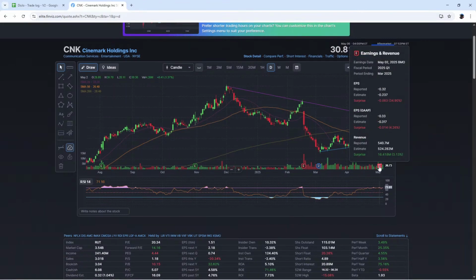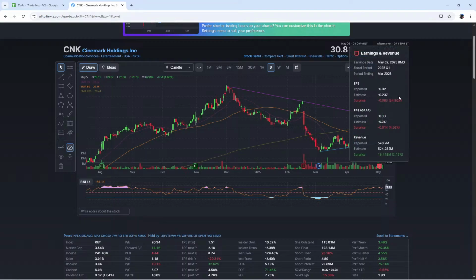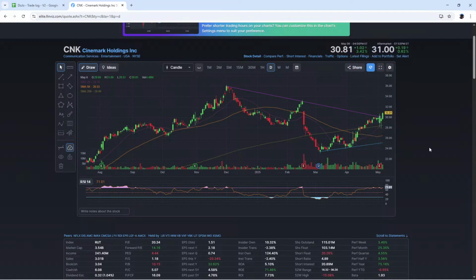So in the aftermarket, they're trading at $31. They just reported earnings on May 2nd, Friday before the market opened. Actually, pretty interesting. It seems like they missed. They estimated negative 0.23 and they reported negative 0.32. Not good as an earnings report goes, but their forward guidance could be pretty good. Their revenue was 540.7 million, and the estimate was 524. So I say they're doing all right.